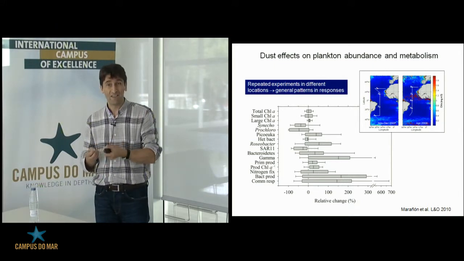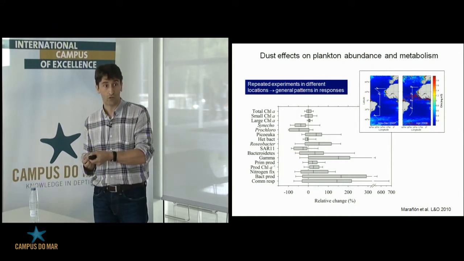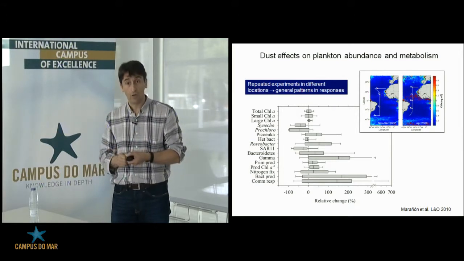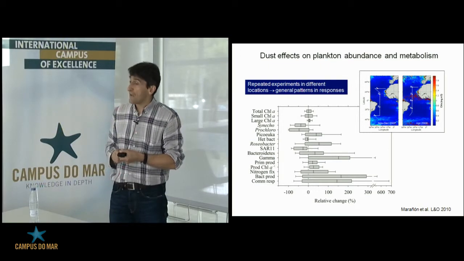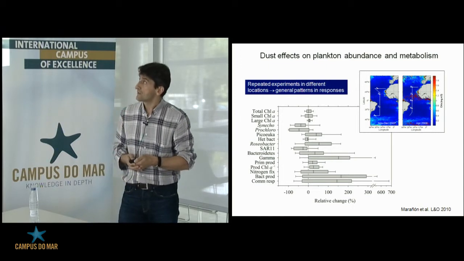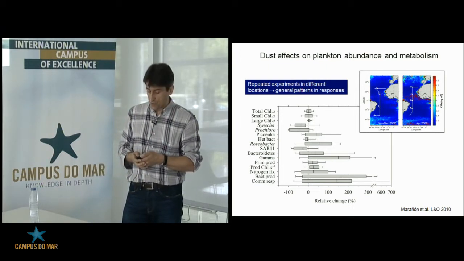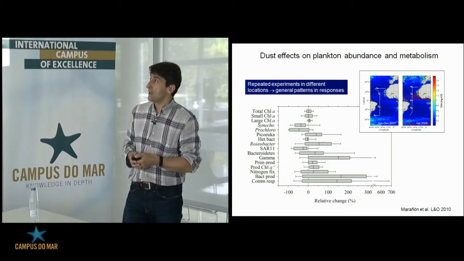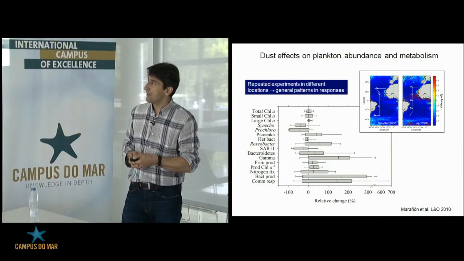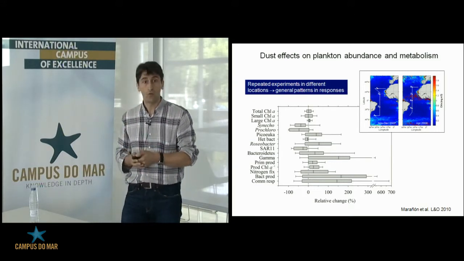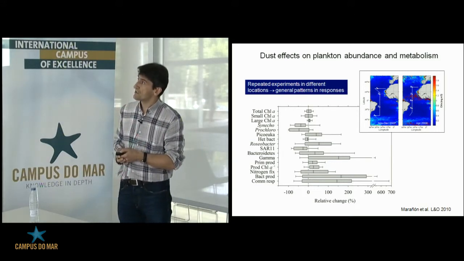Okay, so rates tend to be more responsive than stocks, and that probably suggests that top-down grazing control prevents huge changes in the abundance of different organisms when dust comes, but metabolic rates do tend to change more. And within the metabolic rates, interestingly enough, it is the bacterial rates, such as bacterial production and community respiration, which is typically dominated by bacteria, which tend to respond more, even more than nitrogen fixation or primary production.